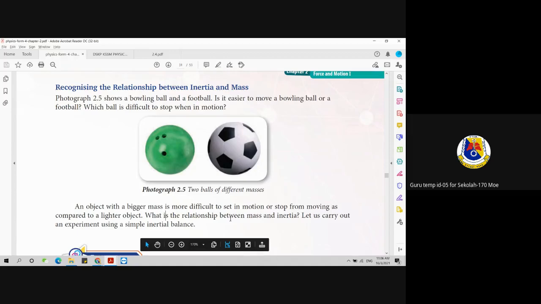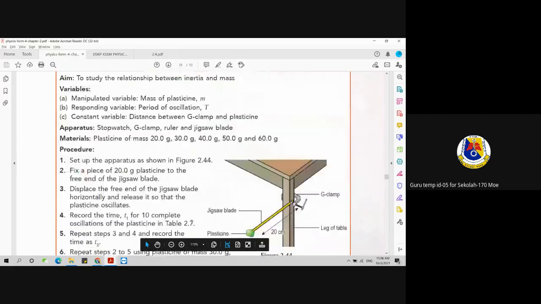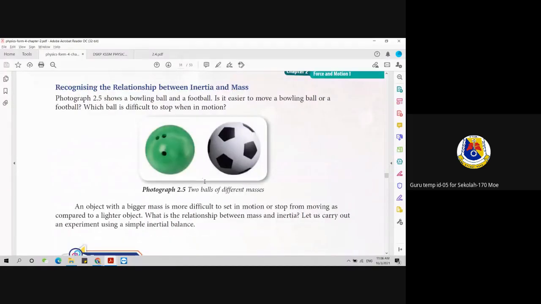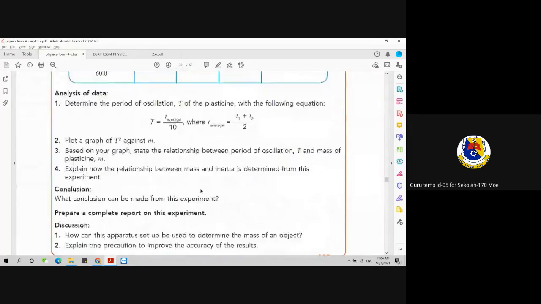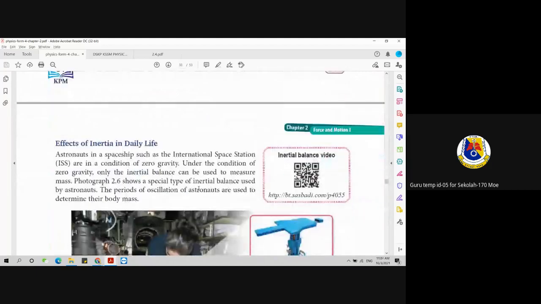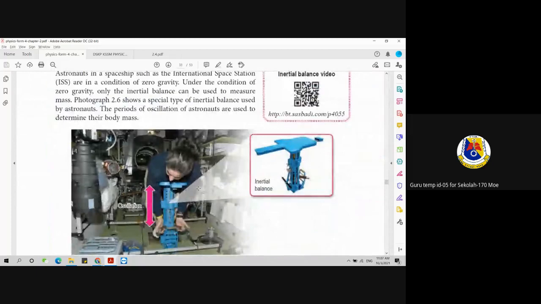So what is the relation? Simple version, the inertial balance. So this is the inertial balance. Just now I will show you another example, another experiment related to the inertia and the mass. So what is the effect of inertia in our daily life?